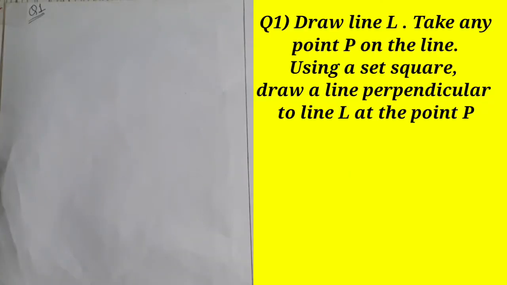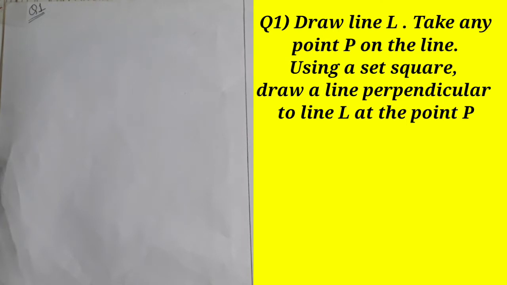Children, now let's start with practice set number 39. Question number 1 is given. Draw line L. Take any point P on the line. Using a set square, draw a line perpendicular to the line L at the point P.